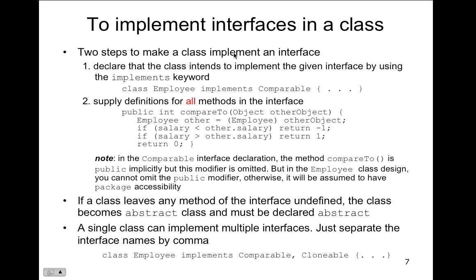So you have two steps to make a class implement an interface. Declare that the class intends to implement the given interface by using the implements keyword. In the other example, when we extended, we used extends for inheritance. Now we have implements. So you can extend a class and you can implement an interface at the same time. The trick is you can implement more than one interface. You only extend one class.